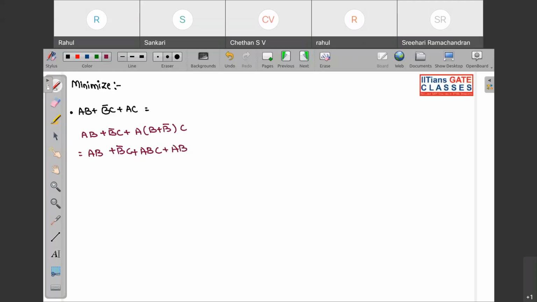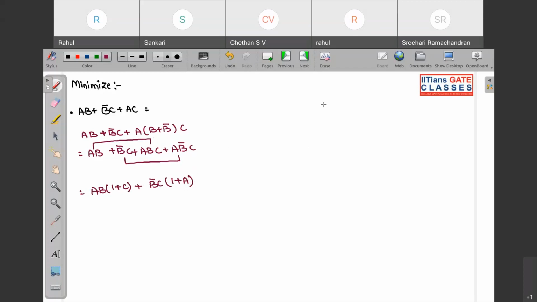ABC plus AB complement C. Now take these two terms and these two. So you will be seeing what? If I take AB common, this will be 1 plus C. And if I take B complement C common, 1 plus A.